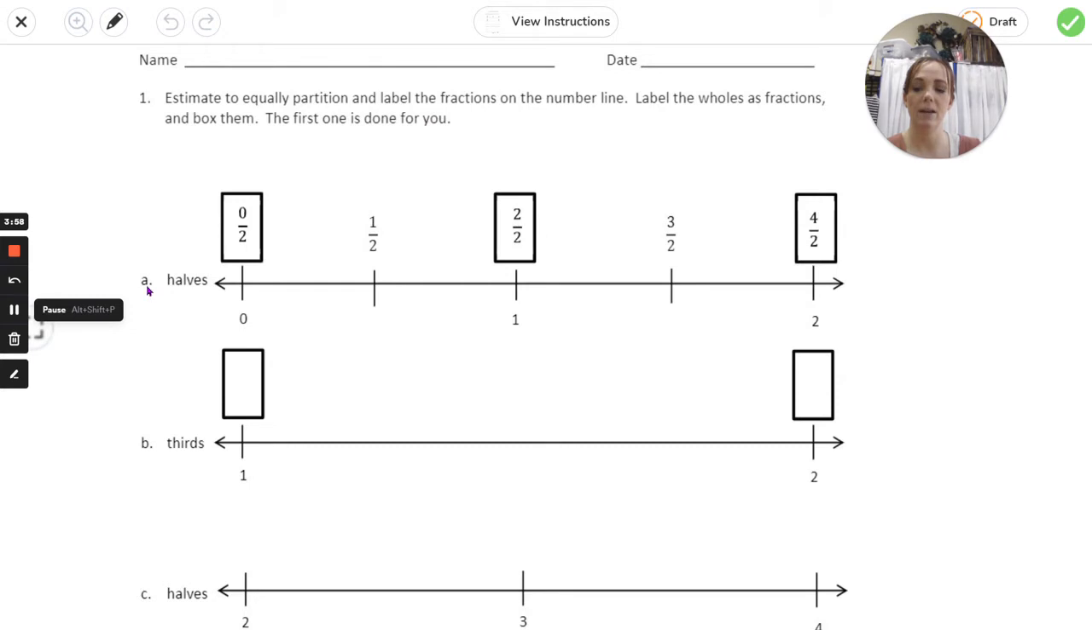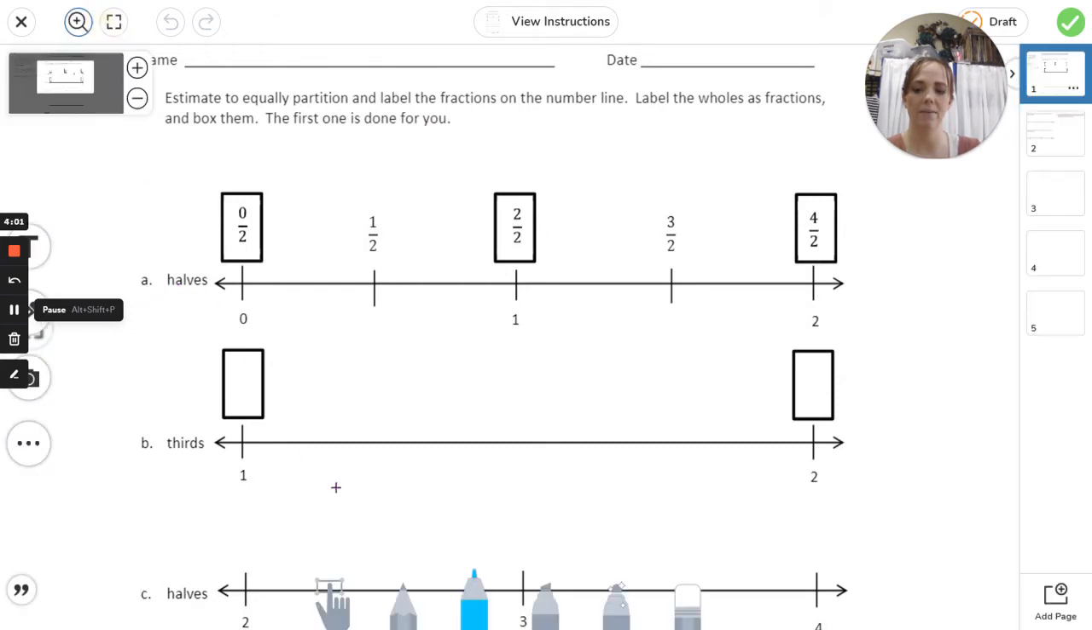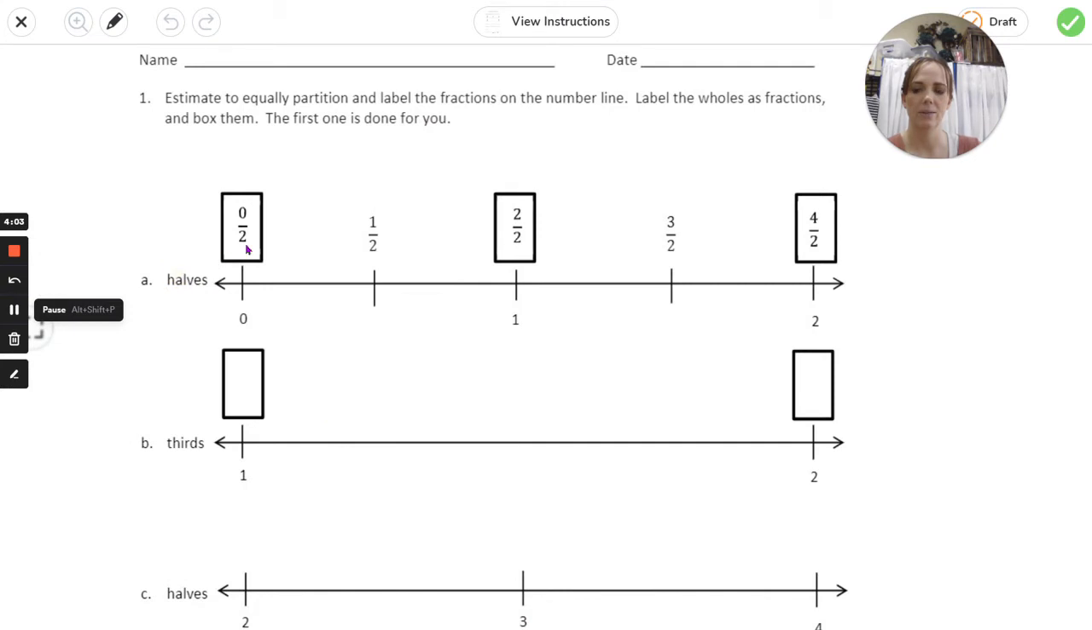So letter A, it talks about halves. They're using halves. So that's why there's a 2 in our denominator right here. There's a 2 here, and a 2 here, and a 2 here, and a 2 here, because my denominator does not increase. That bottom number is always talking about how many parts we have in the whole. The top number is our numerator, right? So we start at 0 with 0 halves. After 0, if we're counting, would be 1, then 2, then 3, then 4.